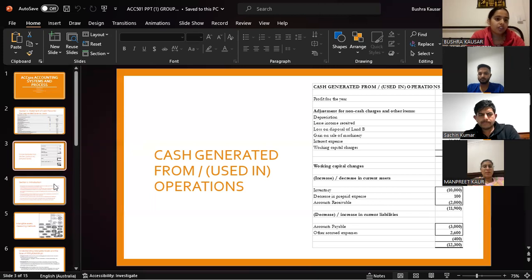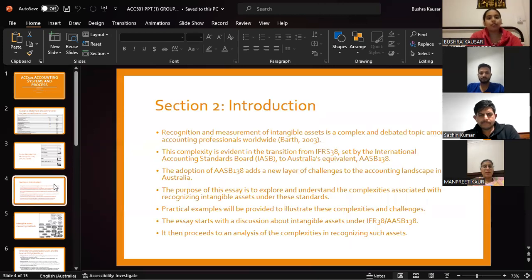So now, if we go to slide 4, it is section 2, the introduction of the recognition and measurement of intangible assets, which has been a prominent subject of debate among accounting professionals worldwide. Since 2003, this has highlighted the task complexity. The transition from IAS 38 by the International Accounting Standards Board to Australia's AASB 138 demonstrated this complexity.